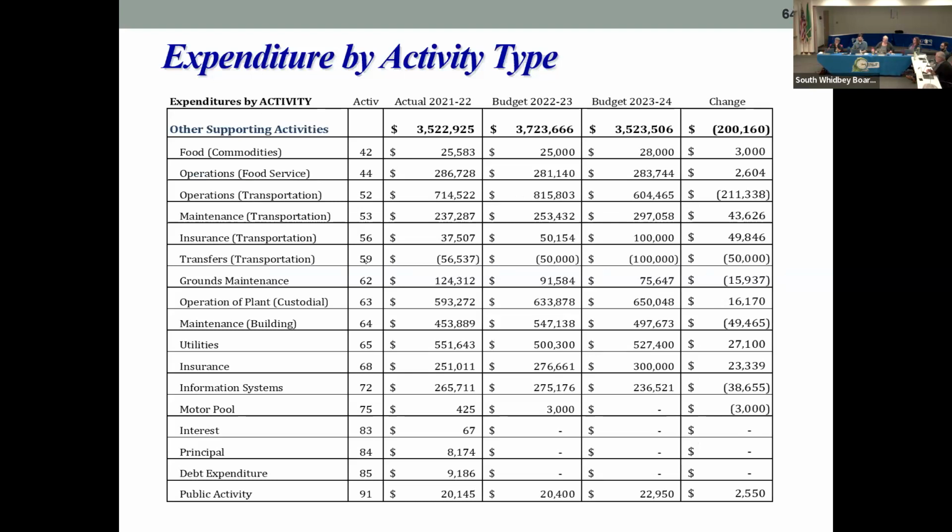And then supporting activities down about 200,000, and that's going to be things like food, it's commodities we receive from the federal government, expecting more of those than we had in the previous year. Operations is the cost of our food service program. Transportation is the biggest drop in there. And again, that has to do with, we're going to drive half as many miles, spend half as much time on the road as we currently are.